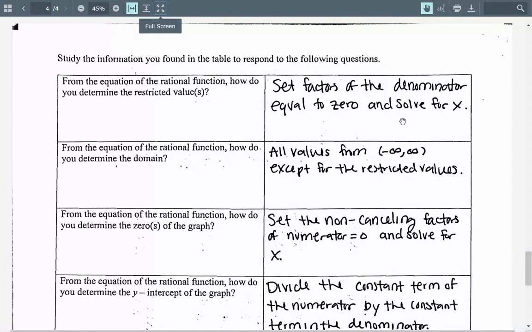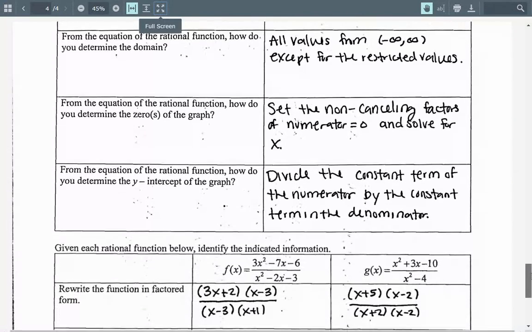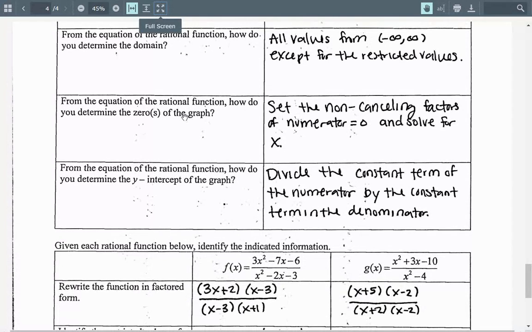From the equation of the rational function, how do you determine the domain? Well, the domain will be all the values from negative infinity to positive infinity, except for the restricted values. So just remove those points from your domain. From the equation of the rational function, how do you determine the zeros? Set the non-canceling factors of the numerator equal to 0 and solve for x.